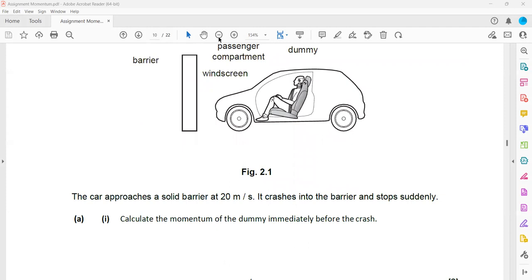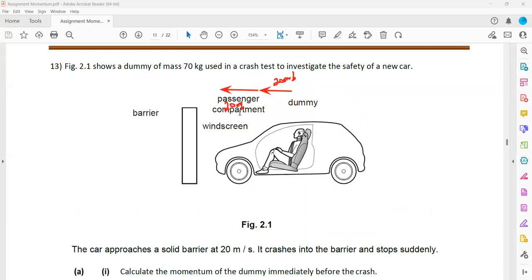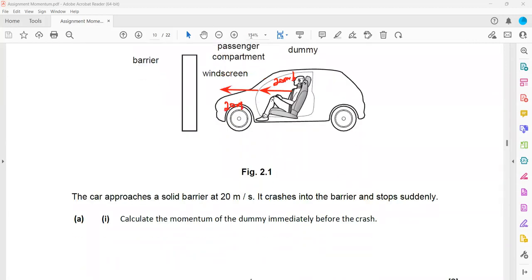The momentum of the dummy immediately before the crash. If the car is moving at 20 meters per second, the dummy also moves with the same speed as it is inside the car. So the speed of the car is 20 meters per second, and the speed of the dummy is also 20. We want the momentum before the crash. Momentum is the product of mass and velocity. The mass of the dummy is 70 and the velocity at which it was moving is 20. So it will be 70 multiplied by 20, which equals 1400, and the unit of momentum is kilogram meter per second.